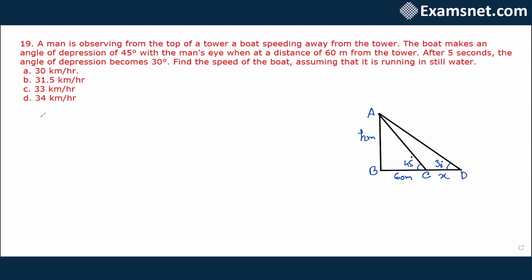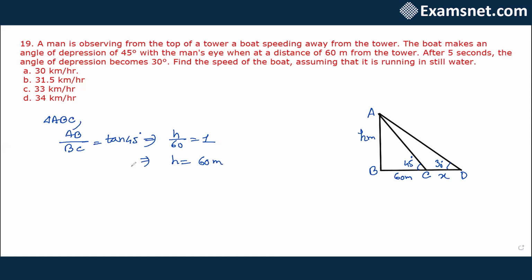Now let's start with the solution step by step. So here, first we will consider the triangle ABC. Okay, so now from ABC we can write AB by BC equals to tan 45 degree. That implies that h by 60 equals to 1. Tan 45 degree gives us the value 1. So from this line, we can imply that h equals to 60 meter. That means the height of the tower is 60 meter.